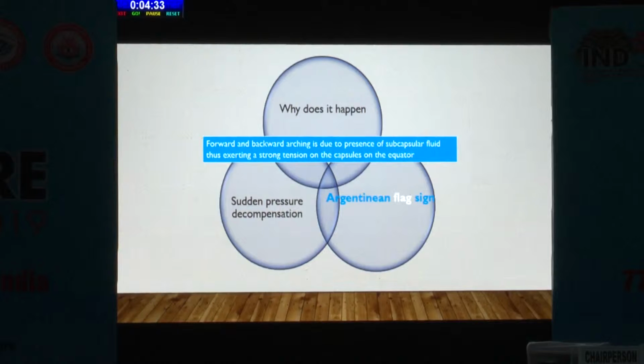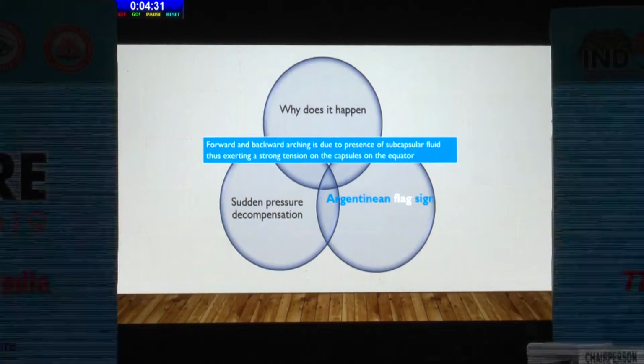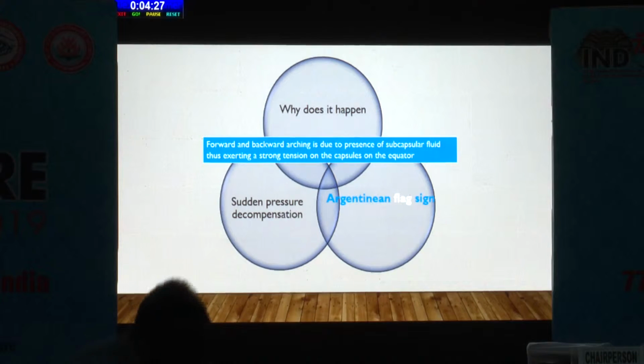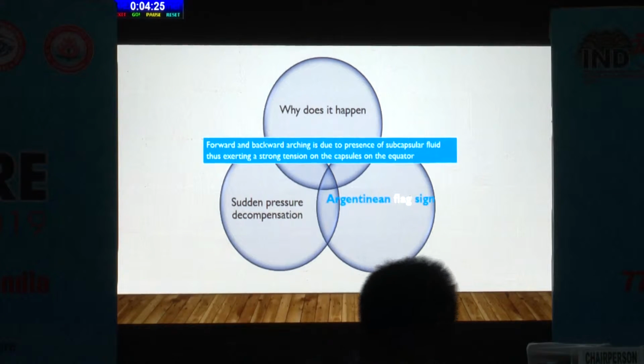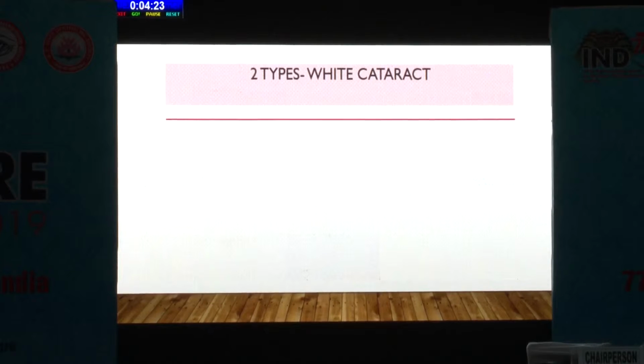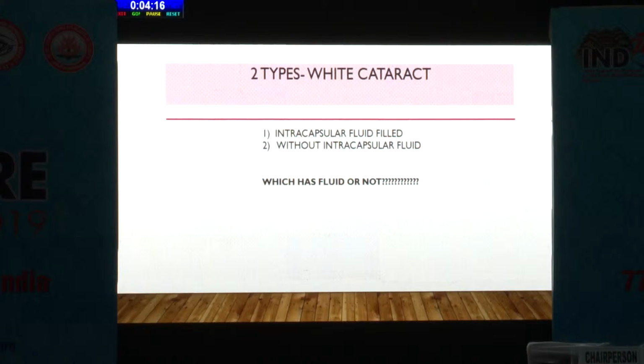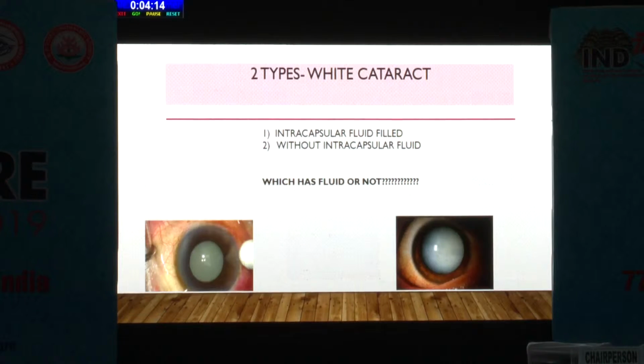It happens because there is an intralenticular pressure which causes the forward and backward arching of the capsule, in which certain decompression leads to the Argentine flag sign. Now, literature states there are two types of white cataracts: the one with intracapsular fluid and the one without intracapsular fluid. The question is, how do we find out which one has it or not? Looking at these two photos, you can actually not tell which one has intralenticular fluid or not.